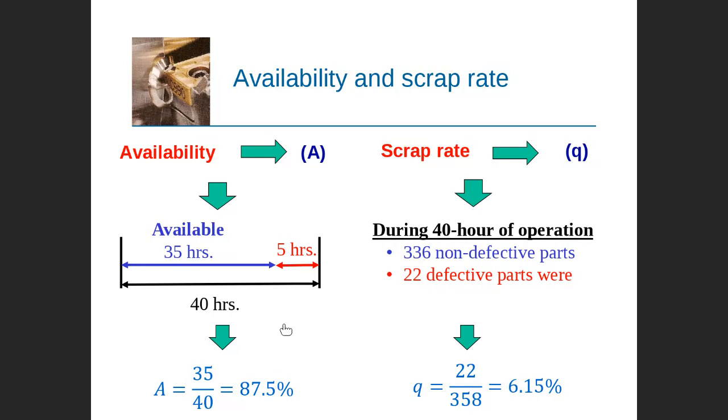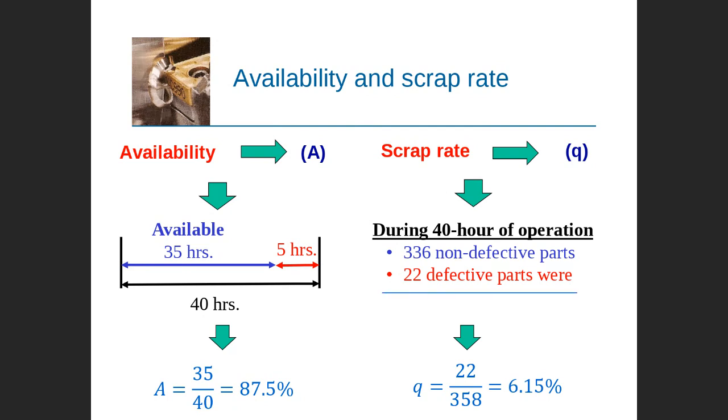ليه مش مطابقه للمواصفات؟ فيها ايرور، يعني الاجزاء اللي صنعناها فيها ايرور. So during 40 hours, we consider all 40. During 40 hours we find that the machine produced 336 non-defected, okay parts, and also 22 defective parts. يعني عندنا 22 part produce defected.